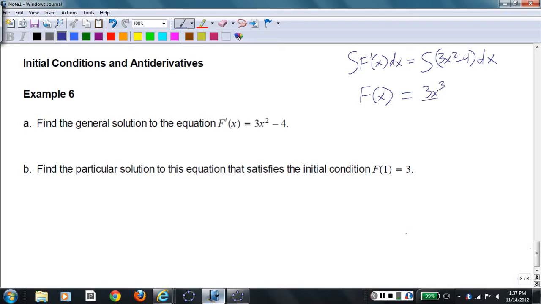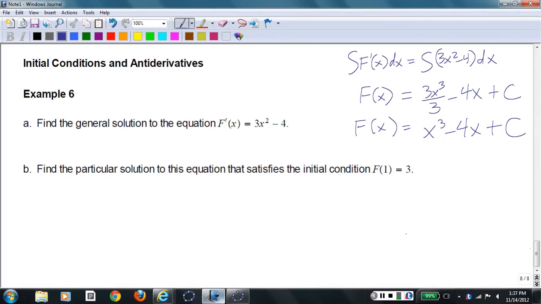3x cubed over 3, add 1 to the exponent, divide by the new exponent that we found, minus 4x. I just ruined the problem for myself, minus 4x plus c. I think I can fix it though in the GeoGebra example. So one more thing, big F of x equals x cubed minus 4x plus c. So any one of these, for any value of c, it's going to satisfy f prime of x equals 3x squared minus 4. Infinite supply of these.